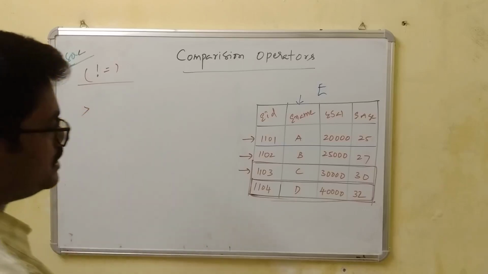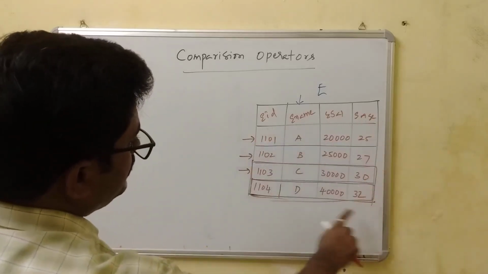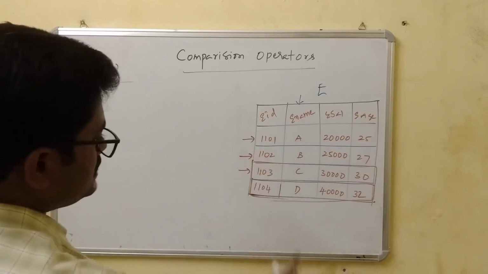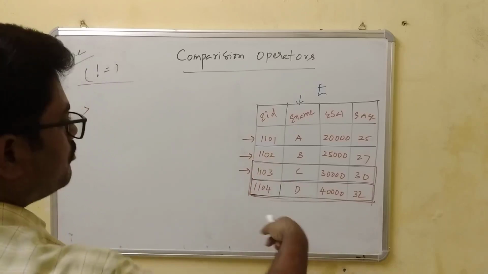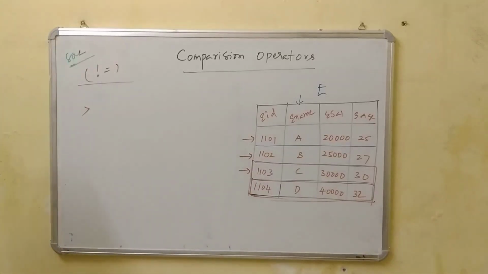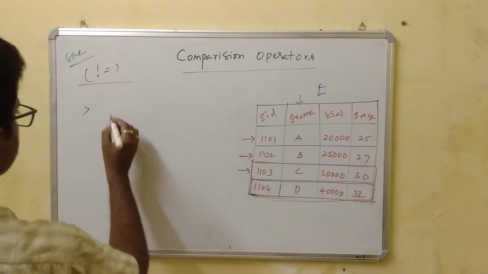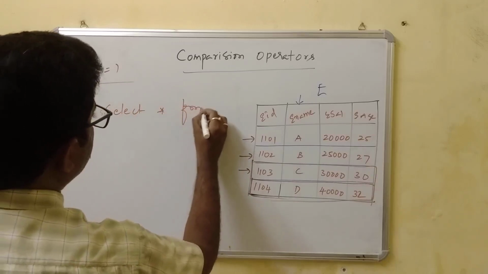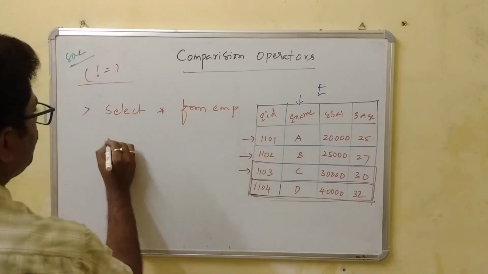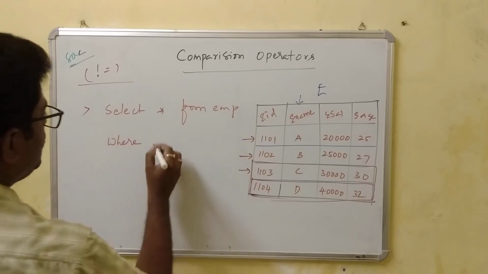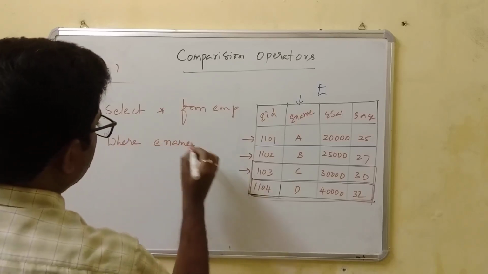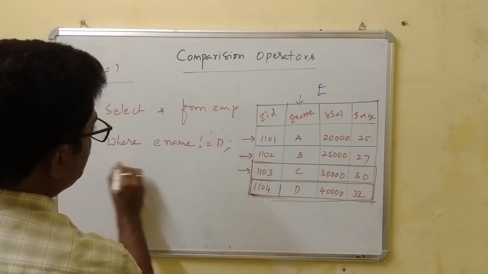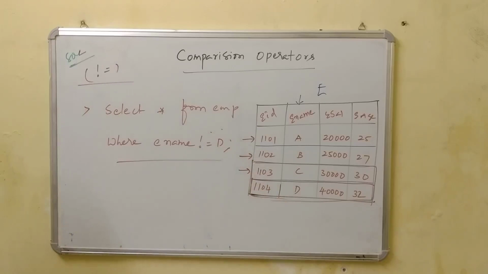So let us see, if you want to print the details of the employee whose name is not D, that means all the details other than D should be printed. When we want to print all the details except D, the remaining 3 will be selected. So how to write this query? Select star from employee where ename is not equal to D, where ename is not equal to D.